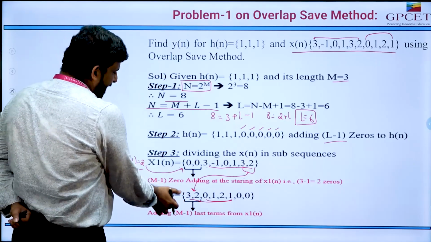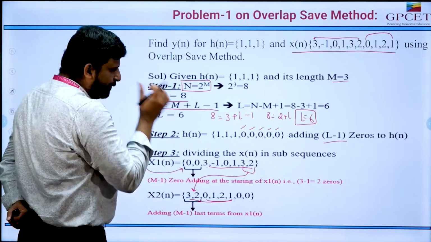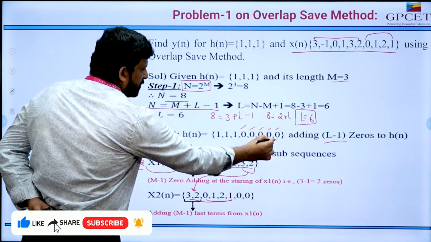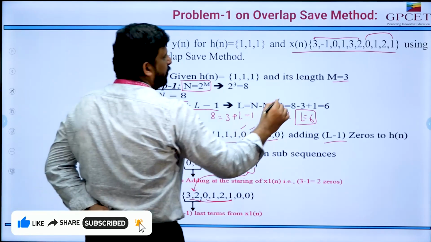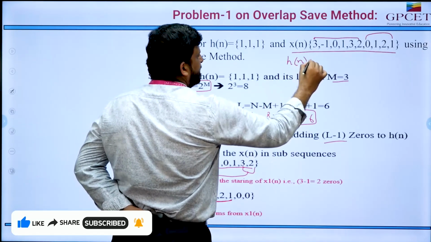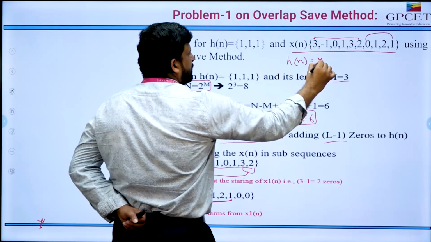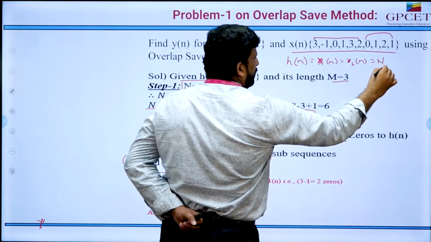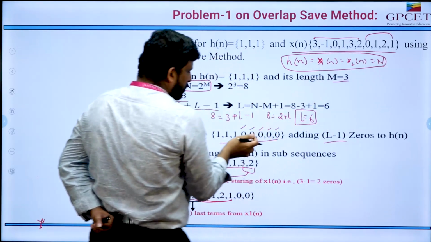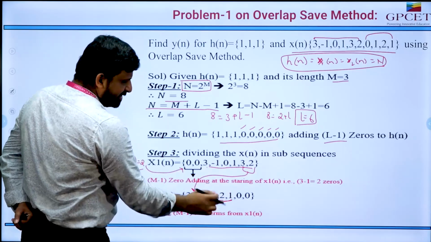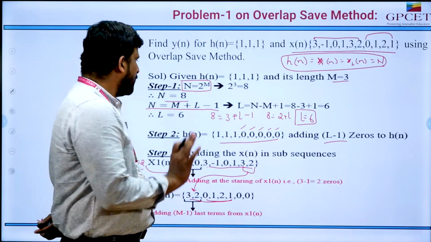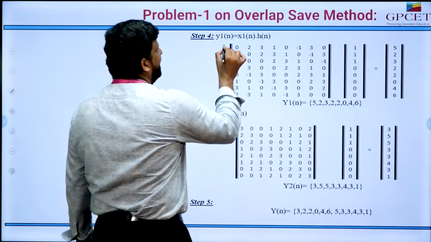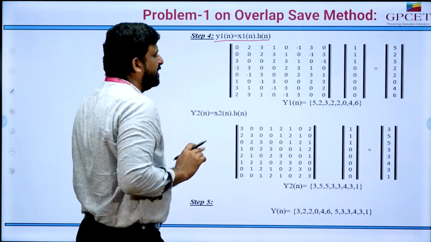So here, x2 of n and x1 of n are balanced in length, 8 and 8. In total, whatever we do, all the lengths should be equal: h of n, x1 of n and x2 of n should be equal to the length capital N. Here also, this one is 8 and this one is 8. Clear? Now we got all 3 sequences. Now the fourth step: we need to multiply using linear convolution. How many sequences do we need to find out?